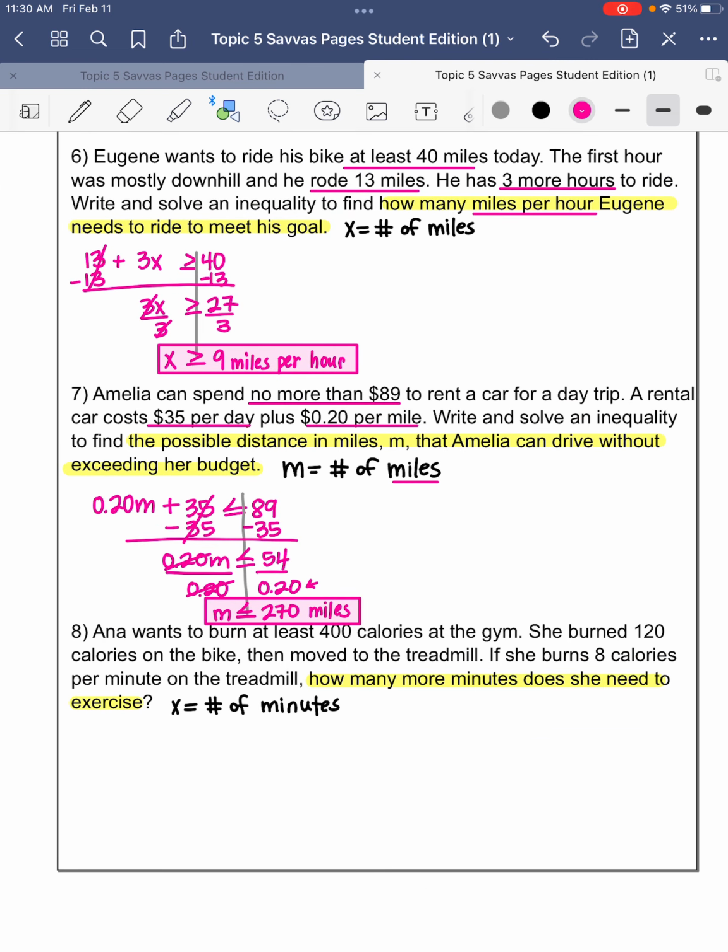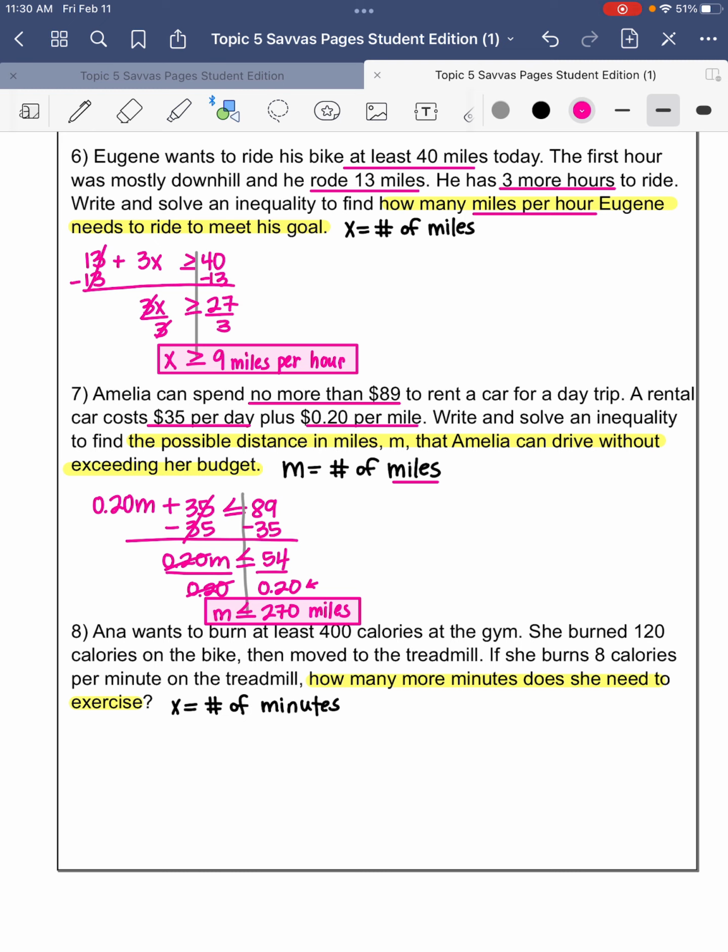Okay, last one. Anna wants to burn at least 400 calories at the gym. She burned 120 calories on the bike and then moved to the treadmill. If she burns 8 calories per minute on the treadmill, how many more minutes does she need to exercise? So I highlighted our question that we're trying to answer. How many more minutes? So I said that X represents the number of minutes.